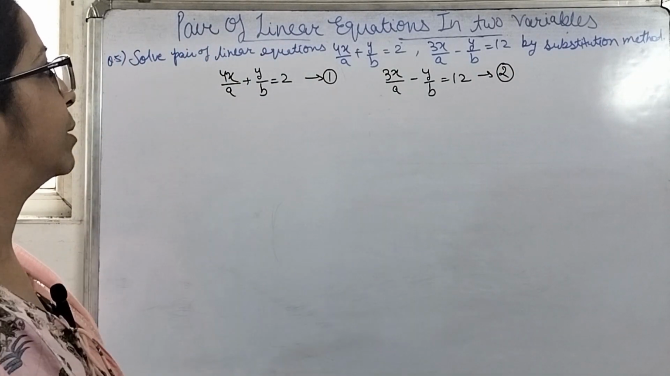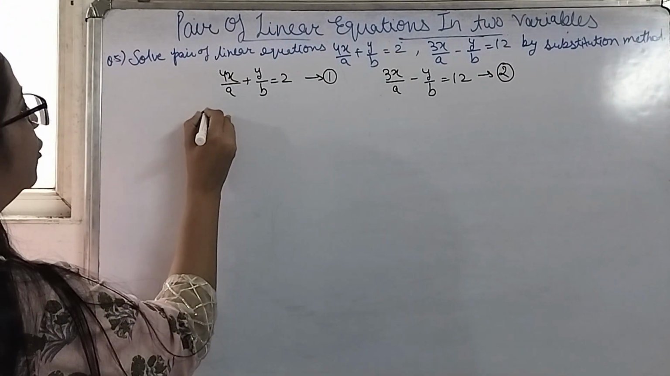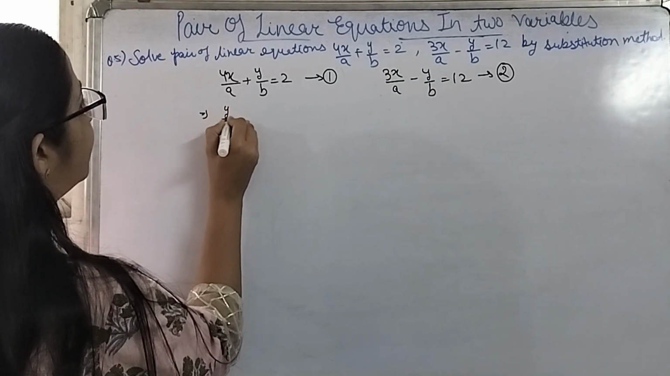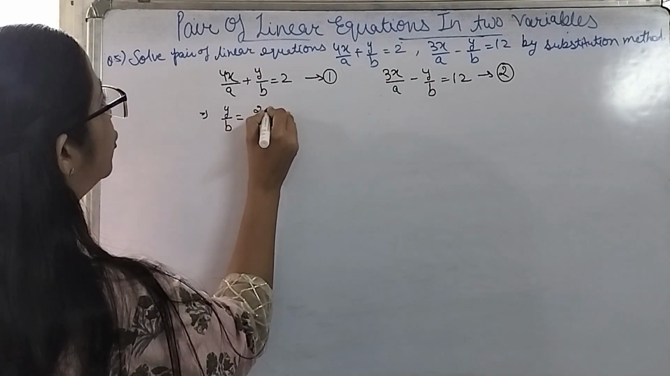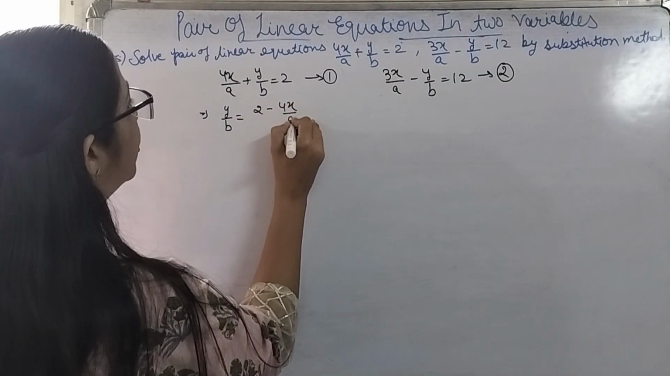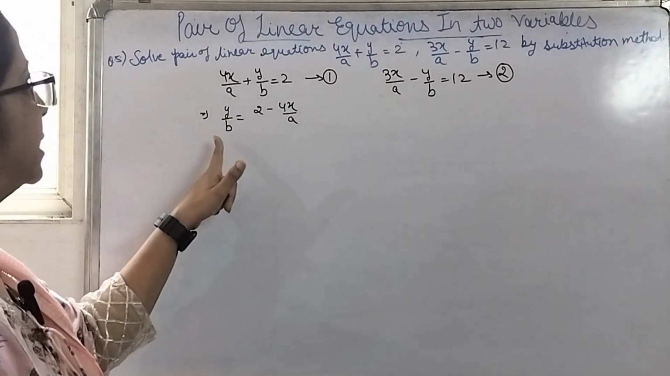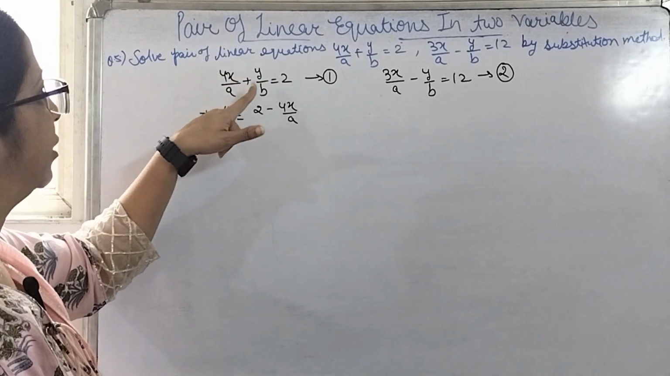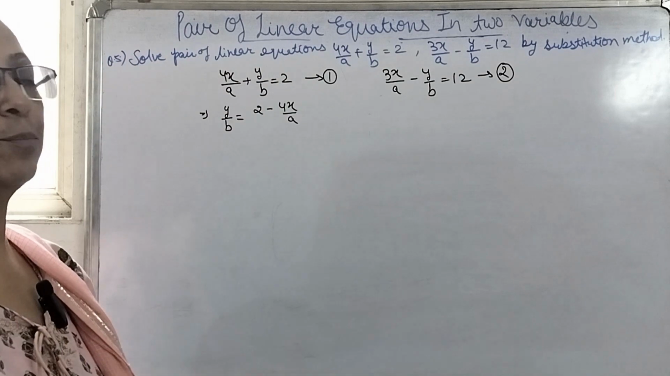Now from equation number 1, what we can say is that y upon b could be written as 2 minus 4x upon a. From here we can say that the value of y upon b will be 2 minus 4x upon a.